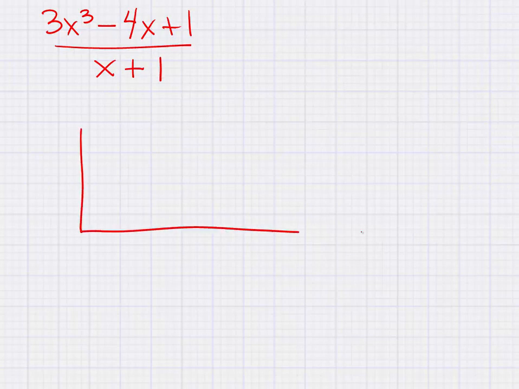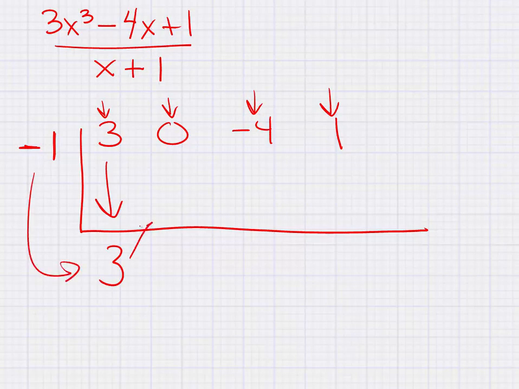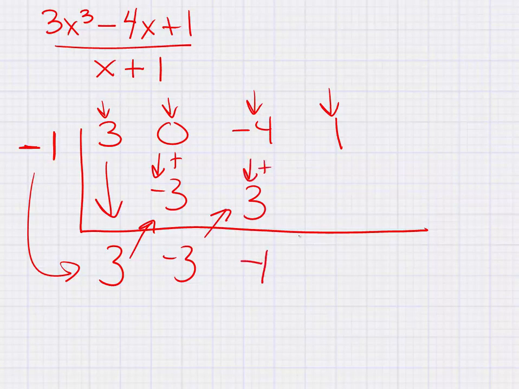So I'm going to take a 3, 0, minus 4, and a 1. This is my cube. I don't have a square, my first power, and my constant. Out here I'm going to put a minus 1. I'm going to bring the first term down, and I'm going to multiply and get negative 3. Add, I get negative 3. Multiply, I get positive 3. Add, I get negative 1. Multiply again, I get positive 1. Add, I get 2.